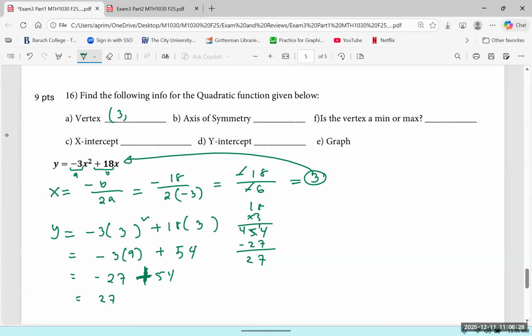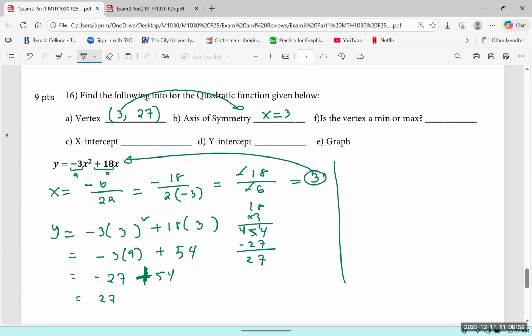So I see many versions: negative 27, 17, 37, 0. I've seen all these y values. All of them are wrong. The correct answer is positive 27. Axis of symmetry comes from the x value of the vertex. It's x equals 3. We don't need any math. It's just the x value equals to x.